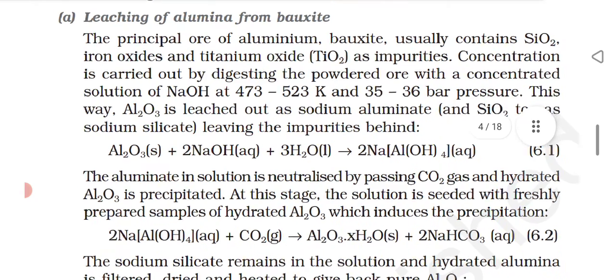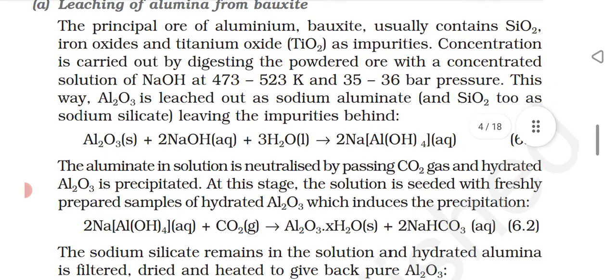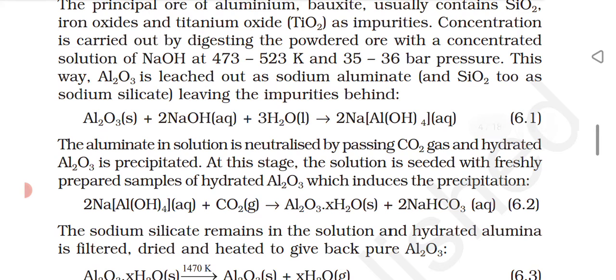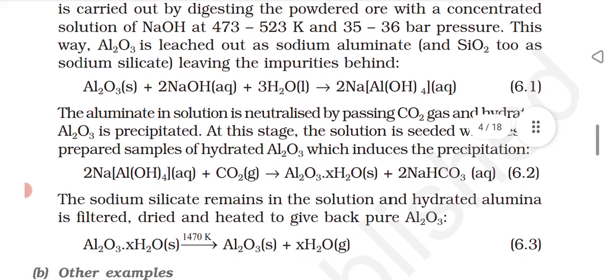See here. The principal ore of aluminium, bauxite, usually contains silica, iron oxide, and titanium oxide as impurities. Concentration is carried out by digesting the powdered ore with a concentrated solution of sodium hydroxide at 473 to 573 Kelvin and 35 to 36 bar pressure. This way, Al2O3 is leached out as sodium aluminate and SiO2 as sodium silicate, leaving the impurities behind. The logic is that sodium hydroxide is basic and Al2O3 is amphoteric, so it reacts. But Fe2O3 is basic, so it has no reaction with sodium hydroxide.